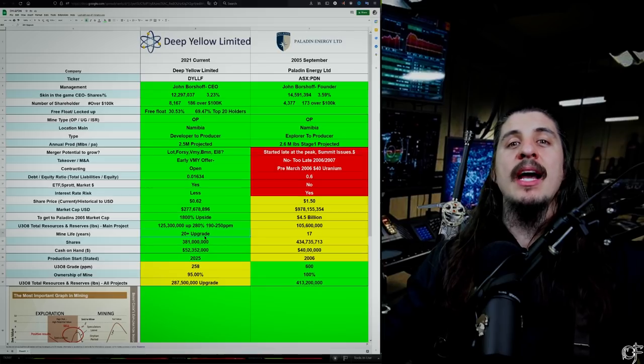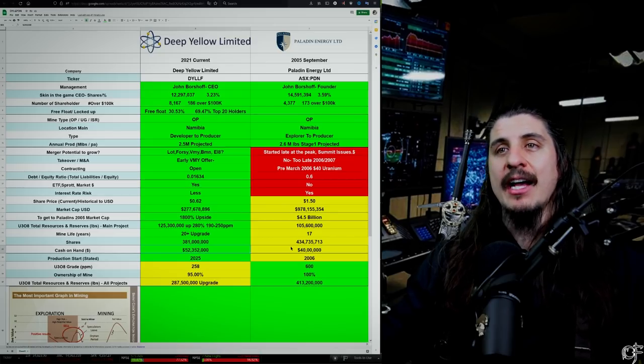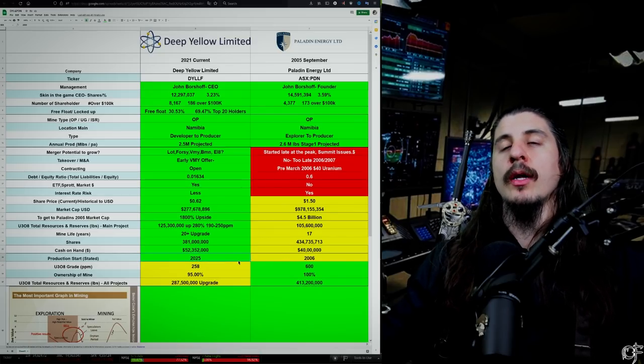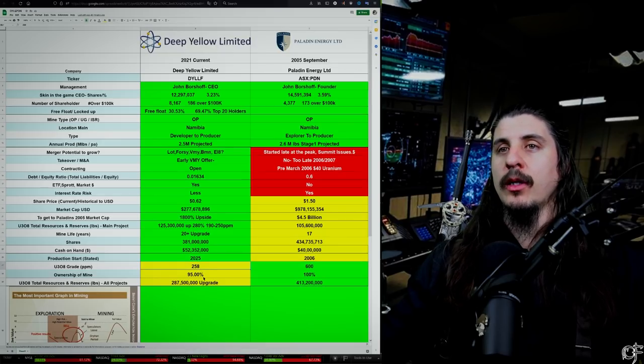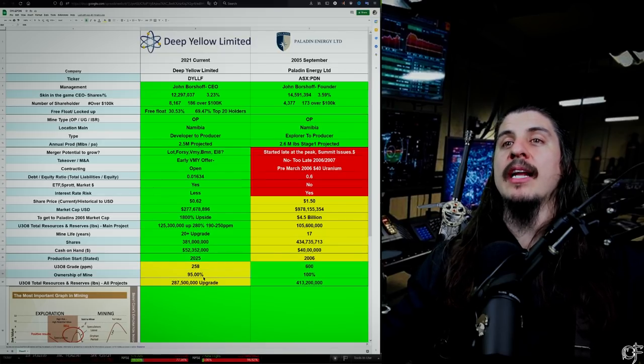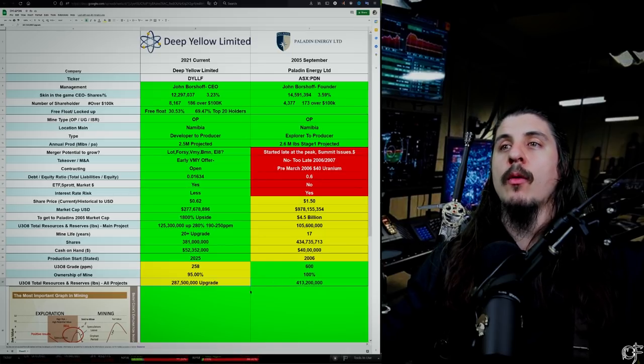Year of life of the mine, how long it can last, way longer now. The shares, there's actually less shares. They have more cash on hand now. Their production to start in 3 years, just like they did back then. Their grade is a little lower. They have only 95% of the mine ownership, and their total resources is slightly lower than they were at Paladin.